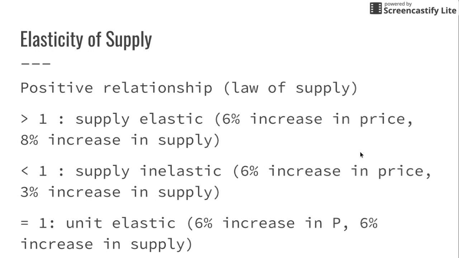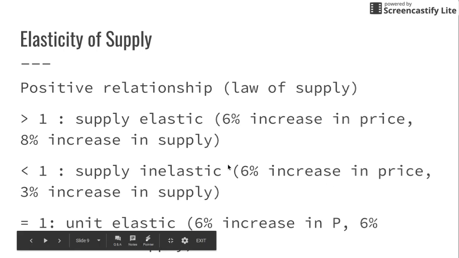And the last one, elasticity of supply. You're always going to have a positive number here, or you should at least, because the law of supply holds that it's a positive relationship. When price goes up, supply goes up, and vice versa. If you have a number that's greater than 1, that means supply is elastic, meaning that suppliers or firms respond very positively to an increase in price. If you have a number that's less than 1, that means supply is inelastic.